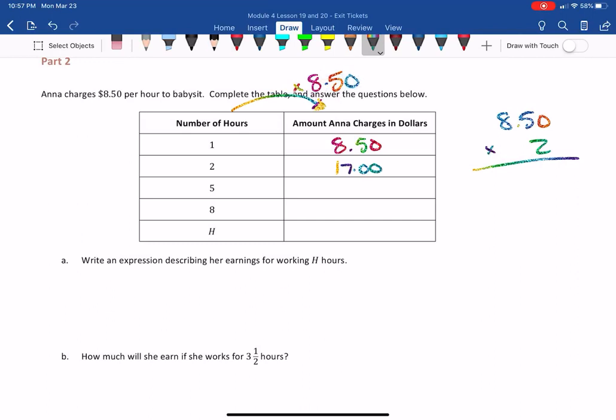So what you should have done, in A, it says write the expression for the earnings for H hours. You should have taken the $8.50 and multiplied it by hours, whatever it is, to be able to figure out how much she makes.